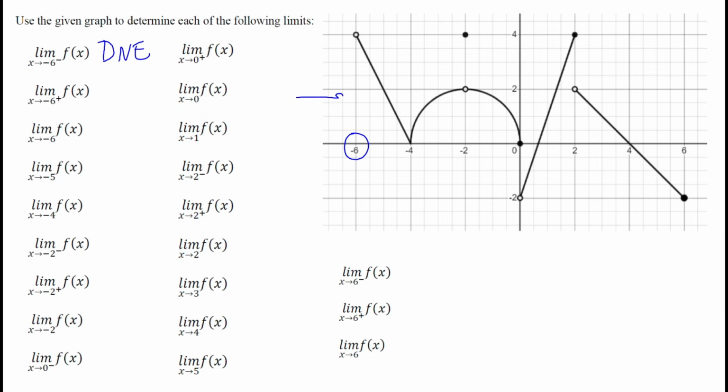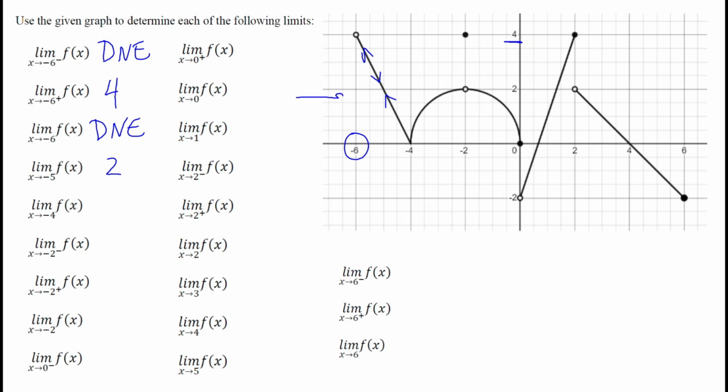If we want to approach -6 from the right, we don't have to worry about what's going on the left-hand side. We're going towards a y value of 4. But we can't have an actual limit as x approaches -6, because in order for the two-sided limit to exist, both the left and the right limits have to equal each other, which they don't. As x approaches -5, from both sides, we're just going towards that point at y equals 2. So that limit should just be 2.